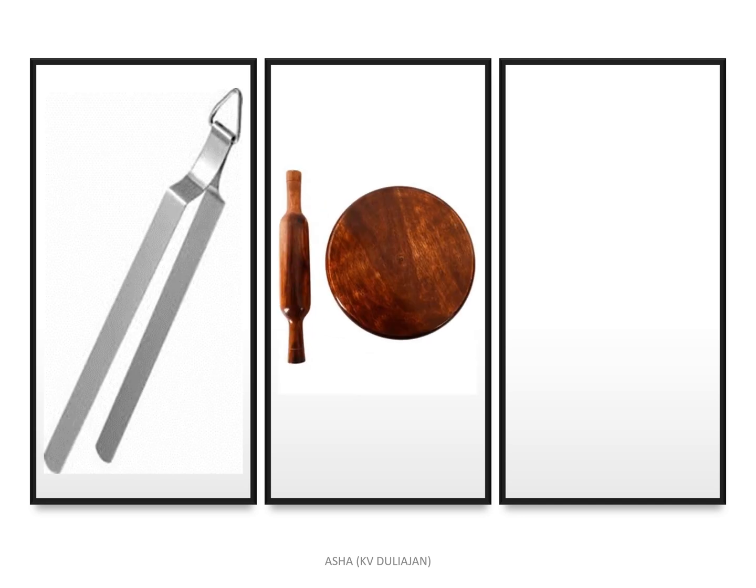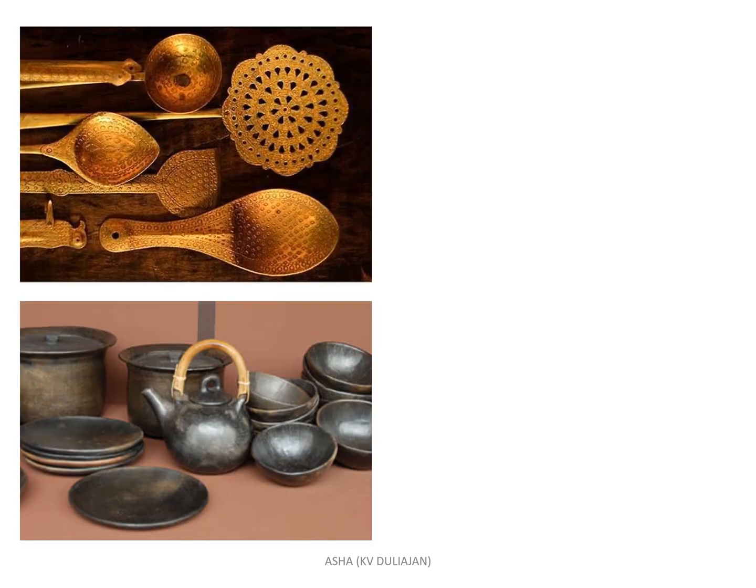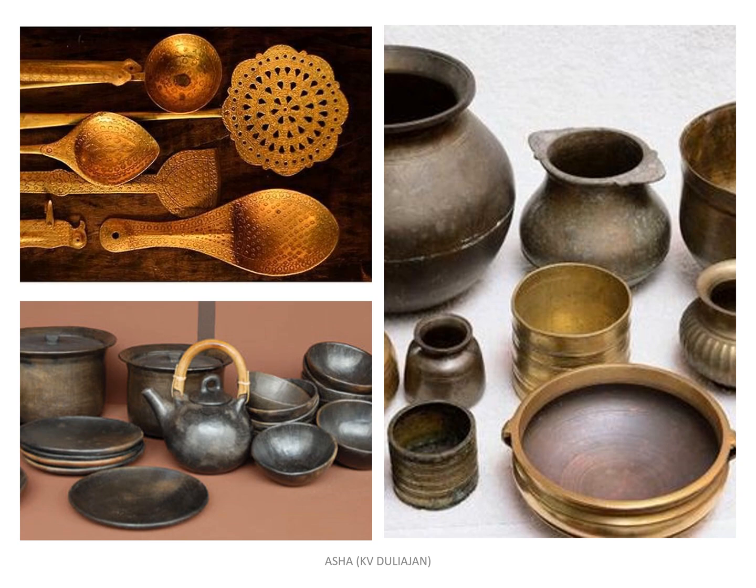tongs, rolling pin and rolling board, tawa. All these things are used for making chapatis. Now some cookware used in ancient times. Here you can see different types of utensils which are used in ancient time.